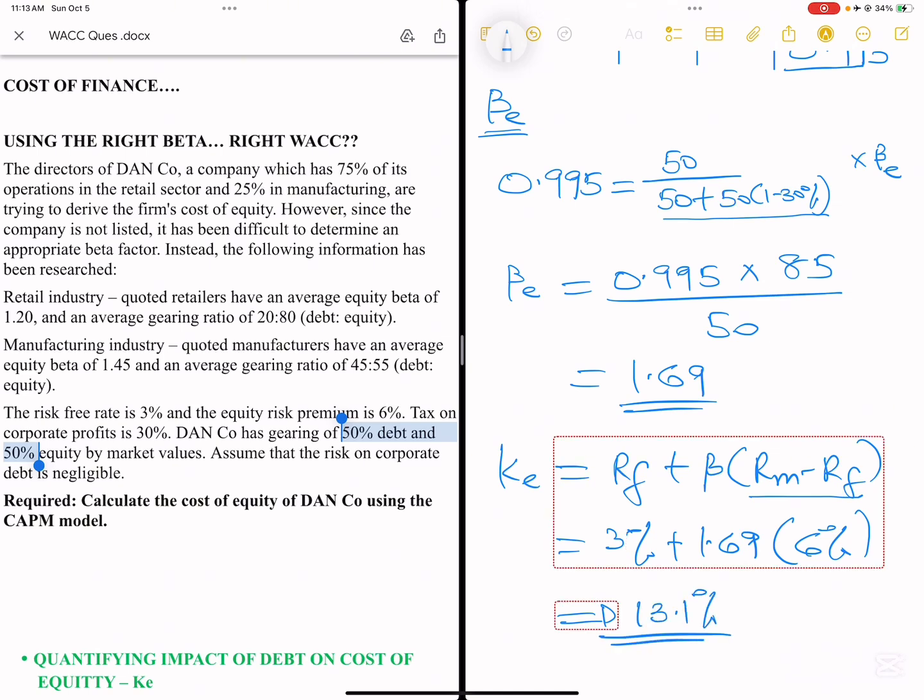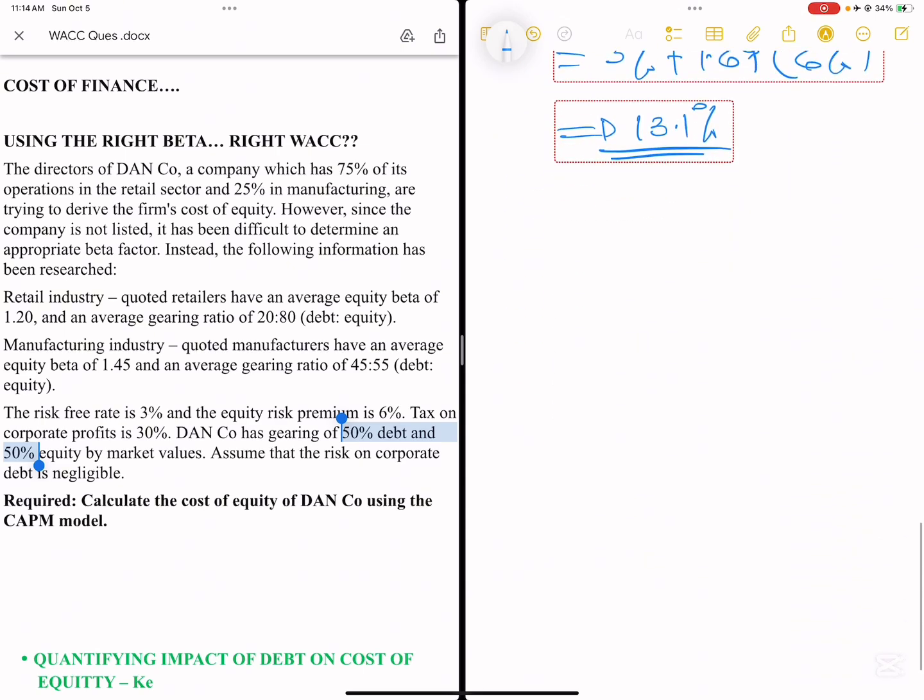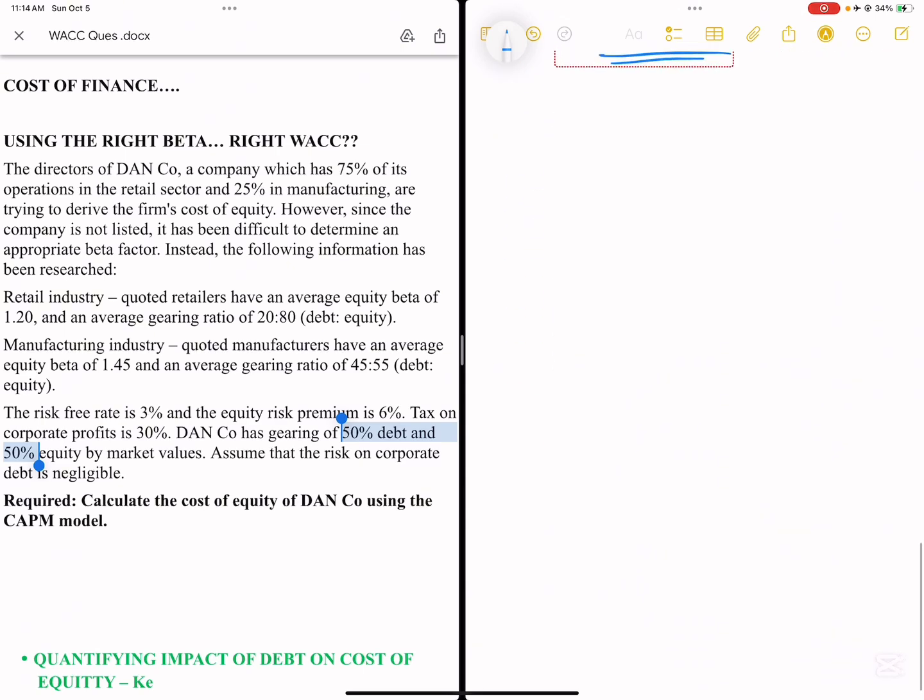So that's a good way and a good refresher for gearing and degearing using the M&M formula. Now that we have that, the next thing I'm going to move on to is you being able to understand that it's not enough to understand the fact that debt always increases cost of equity.